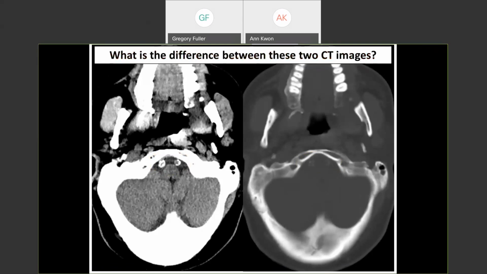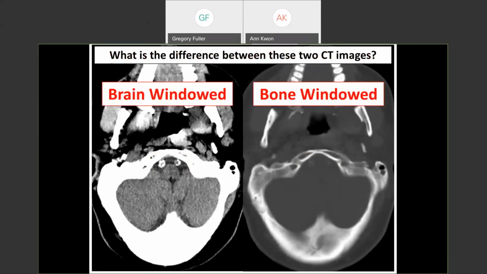And the question I would ask is, what's the difference between the two CT images on the left and on the right? Because they're at the identical levels. It's not a serial section. What's the difference? And again, it's an elementary answer. The left is brain windowed. The right is bone windowed. And yes, Dr. Trivedi just said windowed.